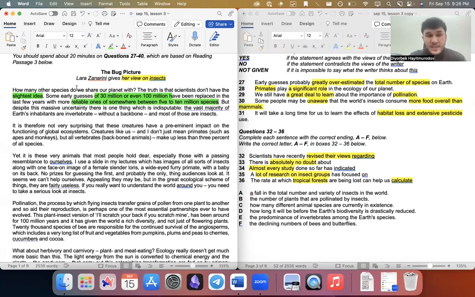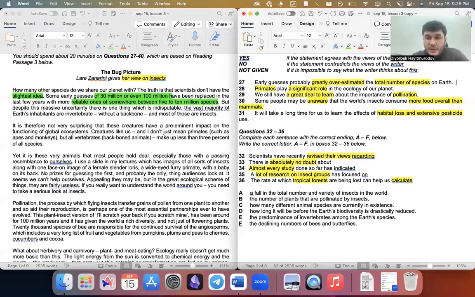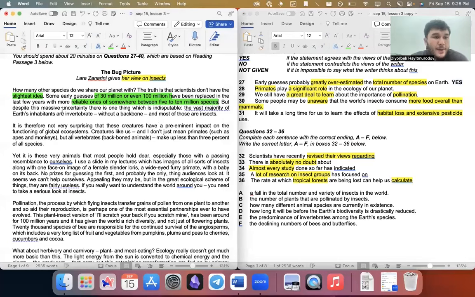Do I have an answer? Because I have something about early guesses. What's the answer, guys? The answer is yes, because early guesses greatly overestimated. Early guesses said there are 100 million species, but now they're saying there are 5 to 10 million. So the answer is going to be yes. But despite this massive uncertainty, there's one thing that's undisputable.